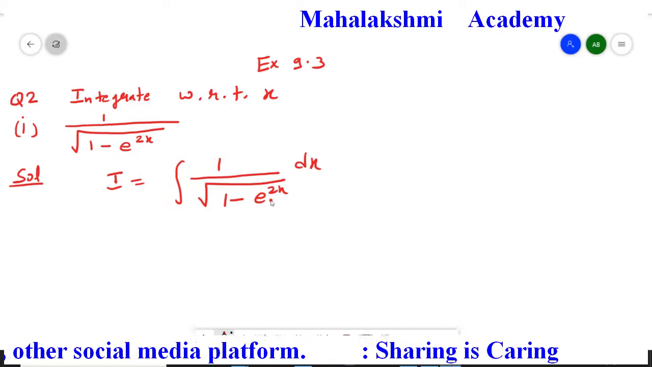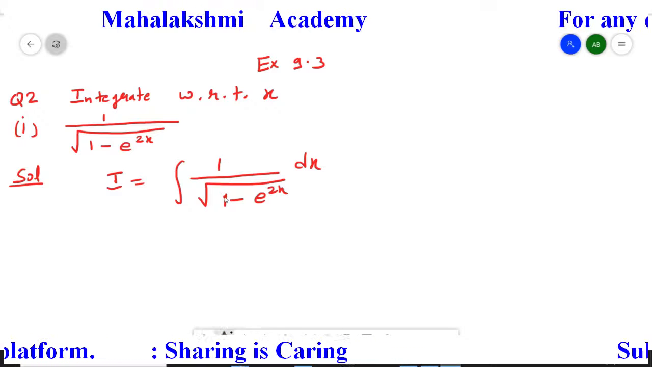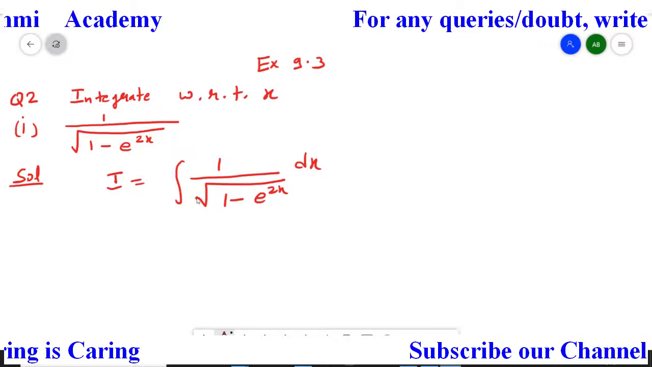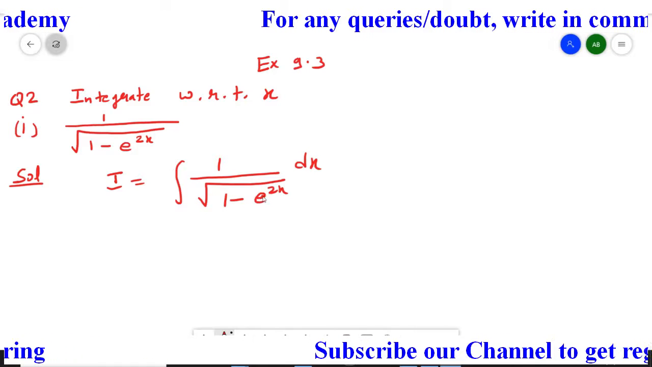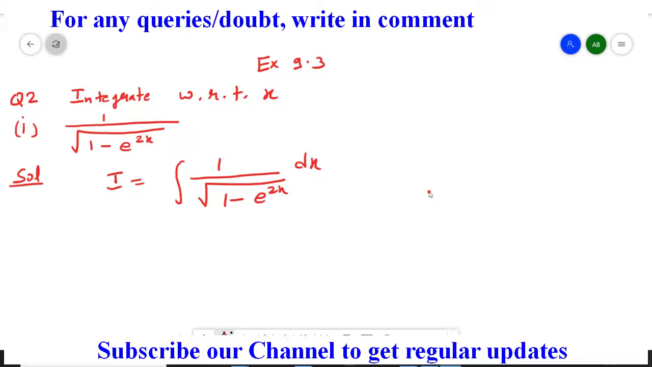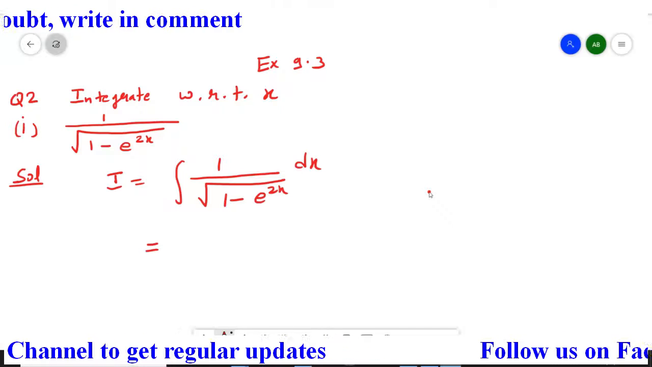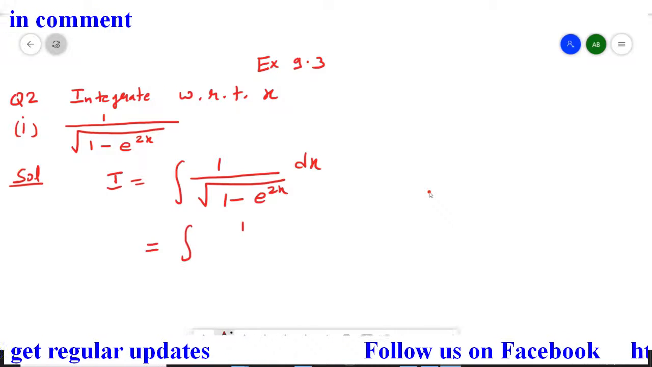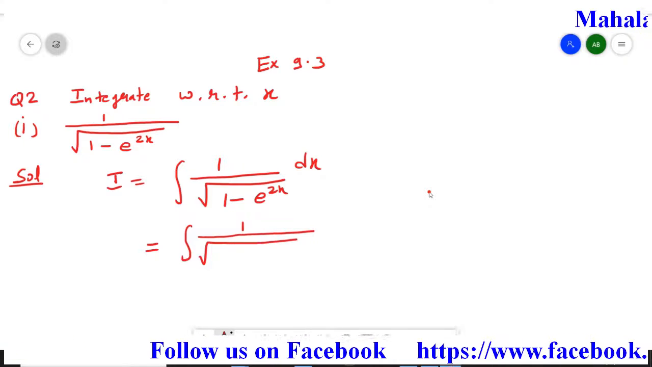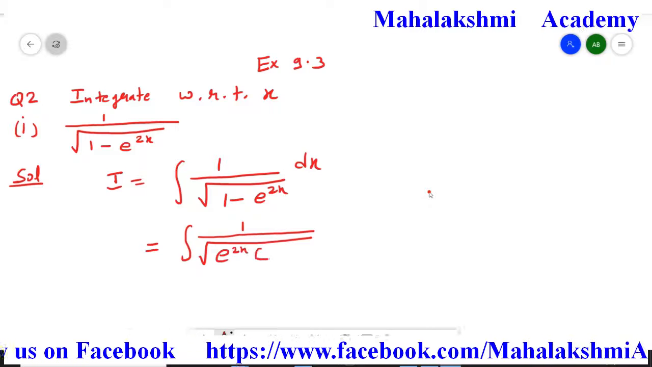So to bring this e to the power x in the numerator, what we will do is take e to the power 2x outside, that is common. When we take this e to the power 2x common from this bracket, it's going to be like this. Integration of 1 divided by square root of e to the power 2x taken common from both the terms.